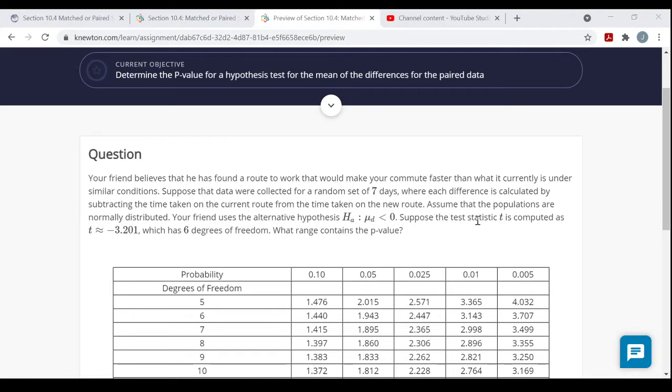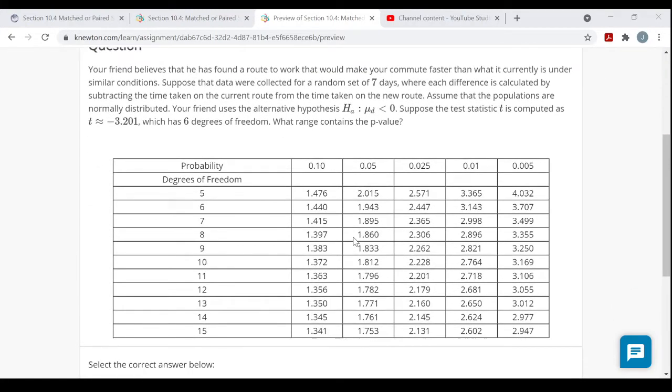Suppose that the test statistic t is computed at negative 3.201, and the t distribution here would have 6 degrees of freedom, right? One less than the number of pairs of data we're looking at. There would be 7 pairs of data here, so 6 degrees of freedom. What range contains the p-value? Alright, I'll draw a little picture.